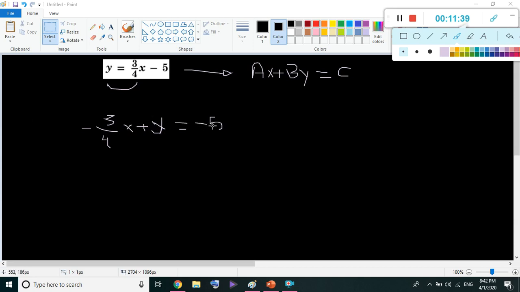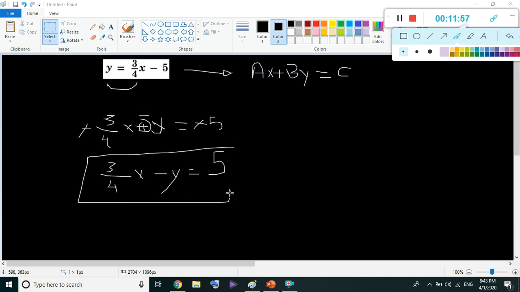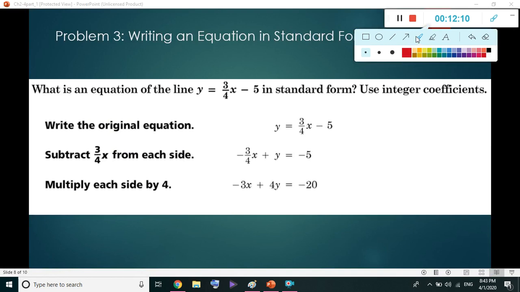So instead of negative everywhere, we're going to take this negative with this, and this going to be negative. So it's going to be 3 over 4 x minus y equals 5. So we change it into ax plus by equals c, which is a equals 3 over 4 and b equals negative 1 and c equals 5. Let's check our answer together.